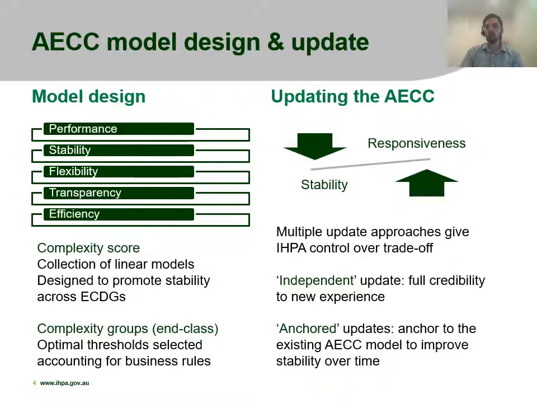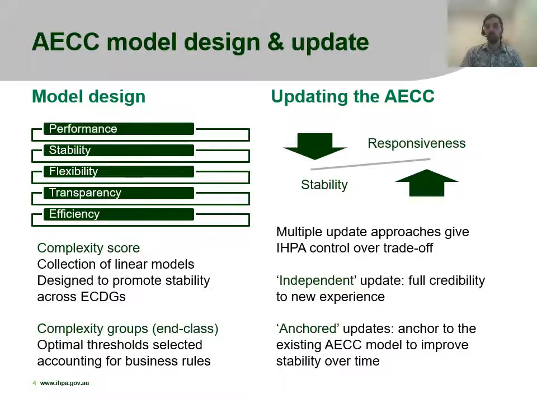This is achieved by providing three approaches to updating the model. The first we refer to as an independent update. This approach calibrates solely to the latest experience and so is the most responsive to change. We also provide two anchored update approaches that, as the name suggests, anchor the model to the existing classification, improving the stability. In all cases, the complexity score is calibrated using a set of linear models and the complexity group thresholds are determined as the optimal threshold values accounting for business rules.